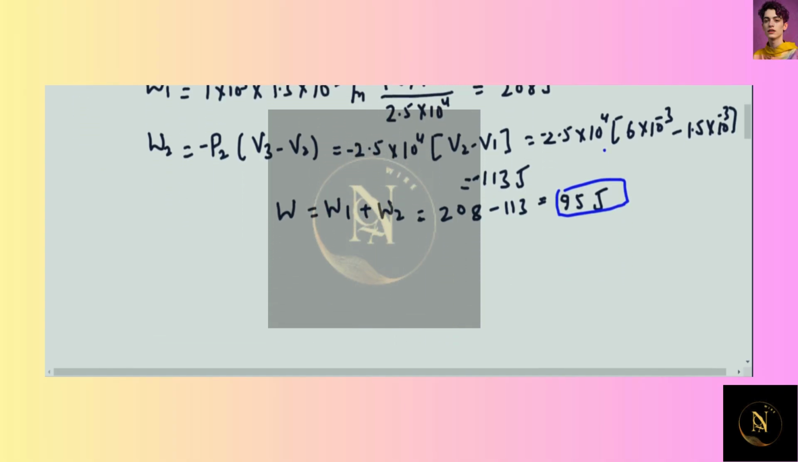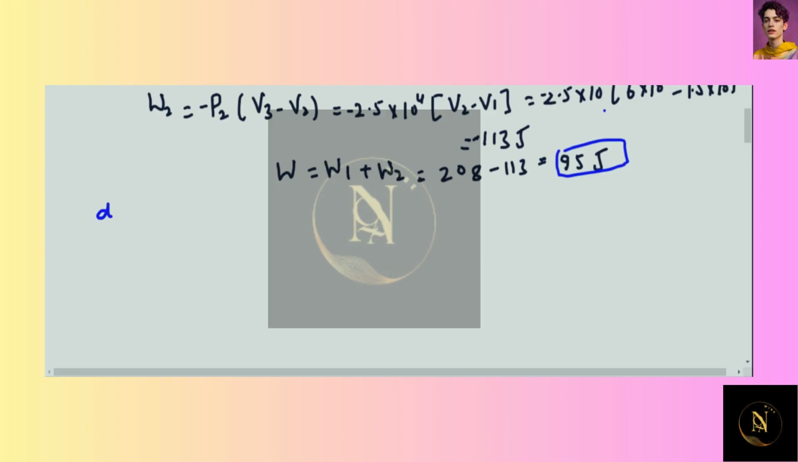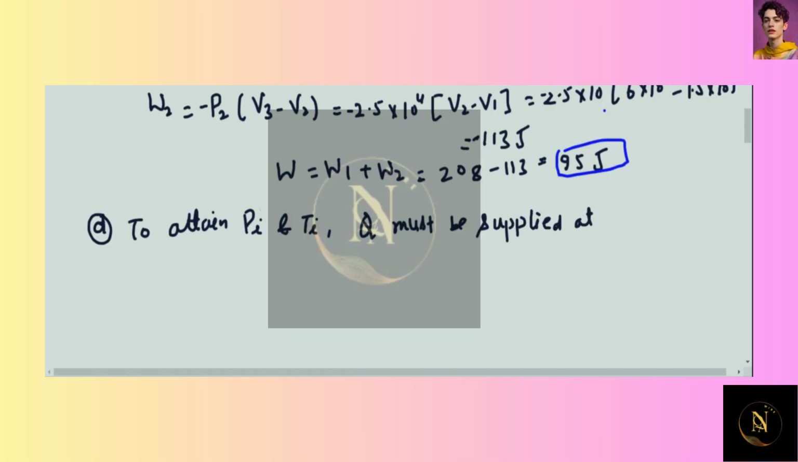In D part, if we have to attain the original pressure and temperature, then heat must be supplied. To attain the initial pressure and temperature, heat must be supplied at constant volume.